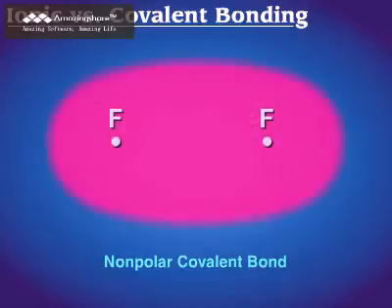The sharing of electrons between atoms is exactly equal and the electron density distribution is symmetrical. The dots in this figure represent the positions of the nuclei. The shaded area represents the regions of space about the nuclei where the electrons are most likely to be.